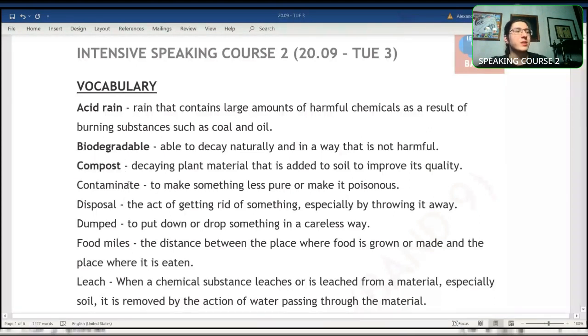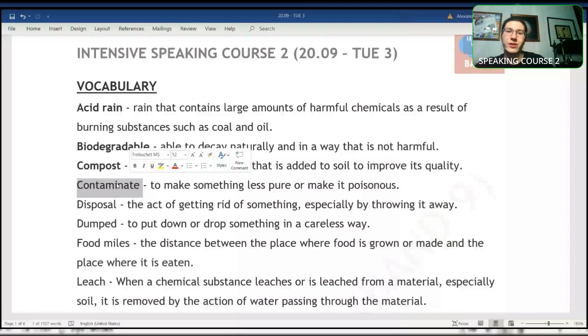Let's continue. Contaminate. I'm going to try to focus on the words that are going to be useful for you, because most of the words that are difficult for me to explain are words that you don't really need. Like, for example, compost. I can explain it technically, but it's just not a very useful word. So, yeah. Contaminate is a great word.